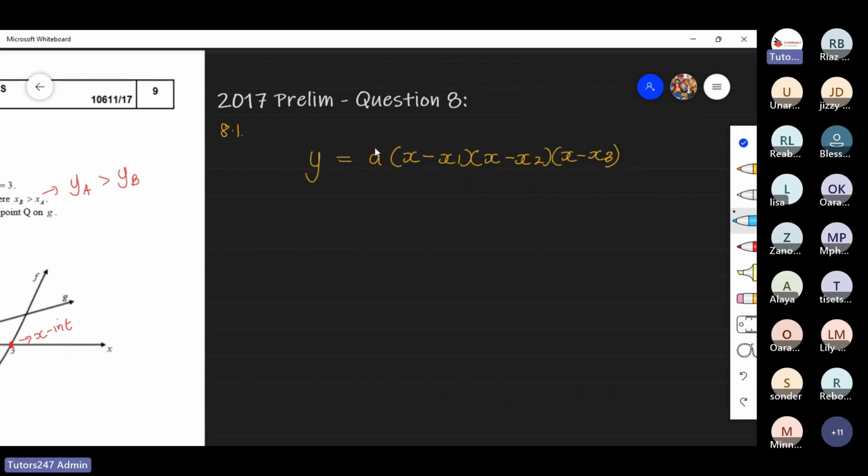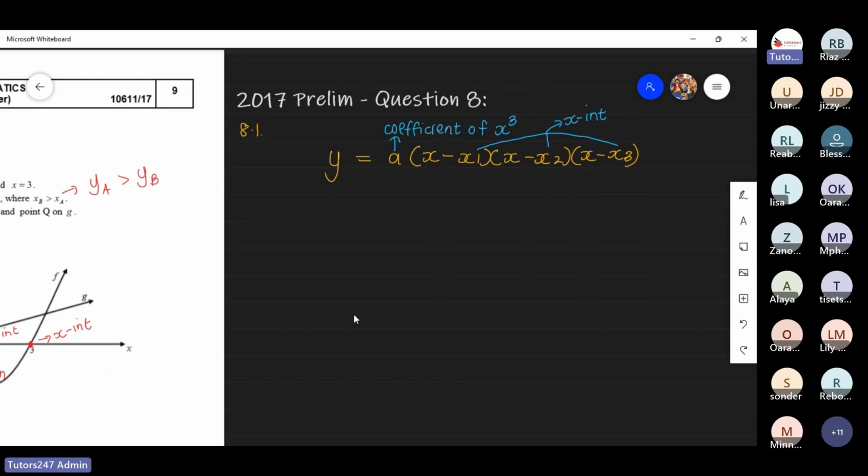So this represents the coefficient of x cubed. Then x1, x2, and x3 represent the x-intercepts. So always remember that a represents the coefficient of x cubed, and x1, x2, and x3 represent your x-intercepts.